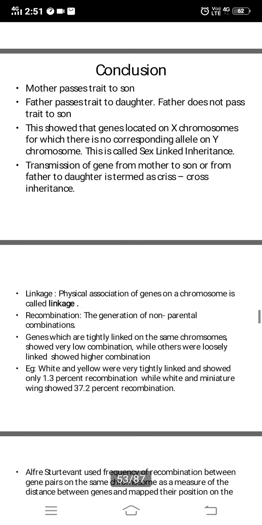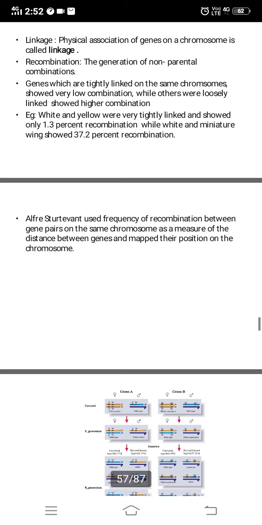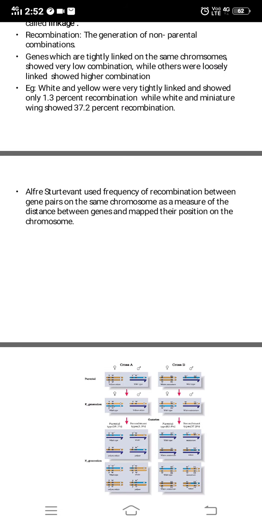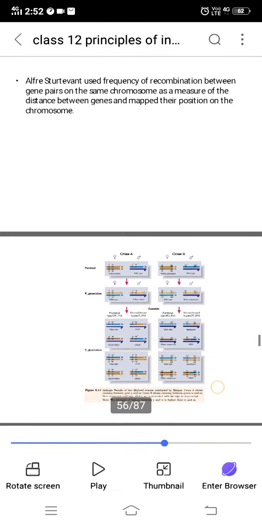Then we had seen linkage, the physical association of genes in a chromosome. If the genes are very close to each other in a chromosome, they are tightly linked, so less recombination is formed. If they are far from each other, more recombinants are formed. So linkage and recombination are inversely related. Then we had seen gene mapping, that is measuring the distance between genes by finding out the frequency of recombination. So we have done up to here in our previous classes.